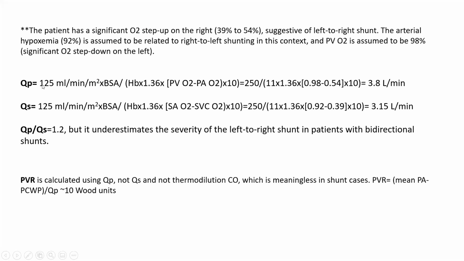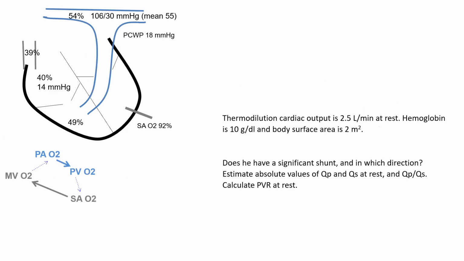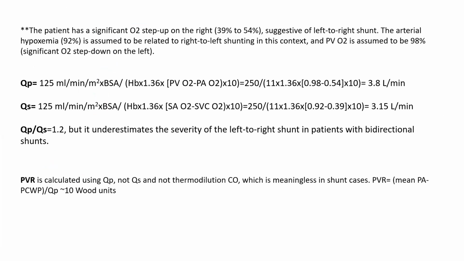So anyway, here are the calculations. I'll run them. QP is equal to 3.8. QS is equal to 3.15. QP/QS is again mild, 1.2, but that's not the way to estimate the shunt. Like we said previously, we need to do Q effective, okay? This case, I didn't even do Q effective. We could, and we probably should, but the numbers here are massive, 39 to 54. That shunt is definitely large. The left to right shunt is definitely large. I didn't need to do Q effective to prove it, okay?